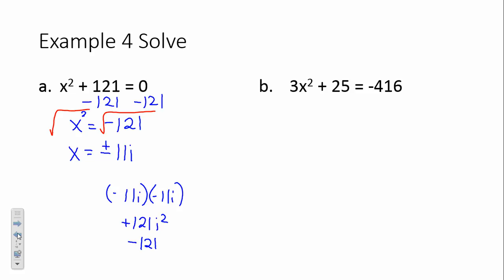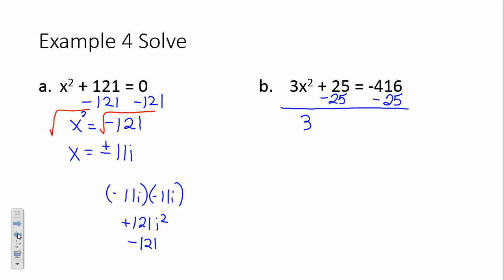Okay. All right. Do we have a middle term here? Do we have a bx? No. Okay, so what's our first step going to be to isolate our x squared? Good. Subtract 25, minus 25 from both sides.